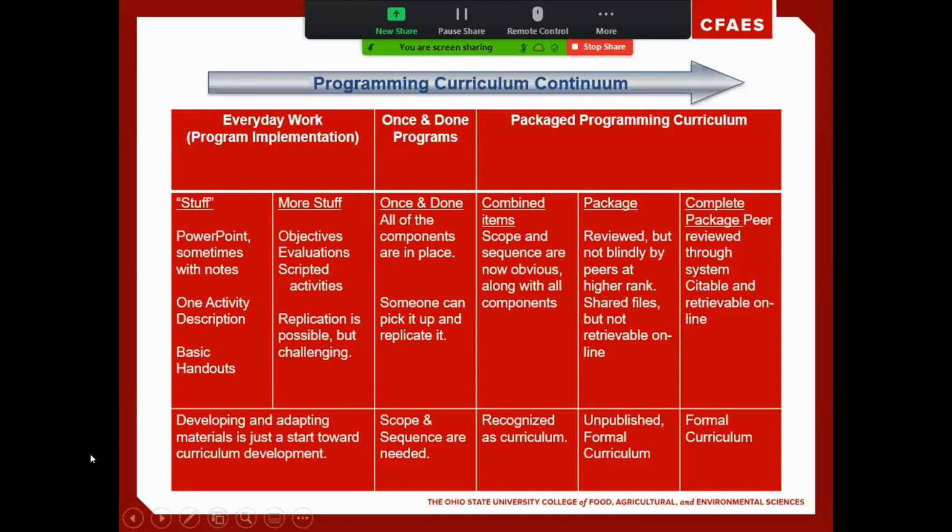So this is a chart that we look at, the planning model that I showed you earlier. Well, this is one that I can look at and have a little deeper, more clear understanding. So you'll see there to the left-hand side, it talks about our everyday work, the program implementation. It's the stuff that we do.